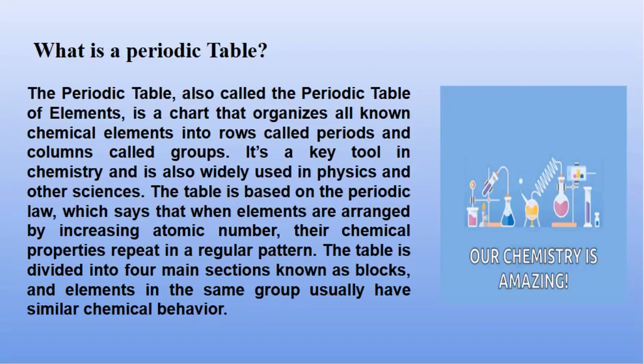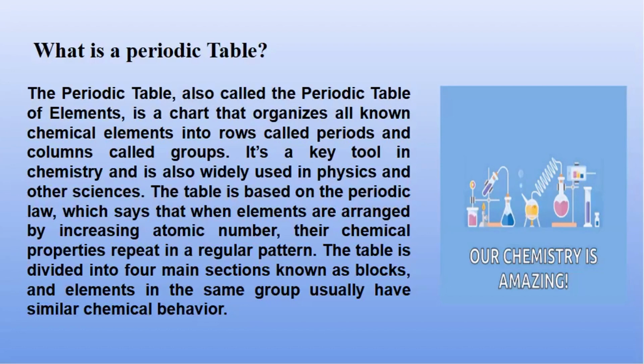When we arrange elements by increasing atomic number, what is the atomic number? That's the number of protons in an atom. Yes, and we notice a repeating pattern in their properties. That's why elements in the same group, like those in the same column, tend to behave in similar ways.